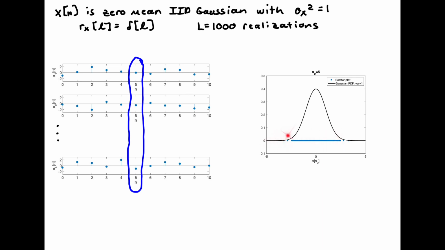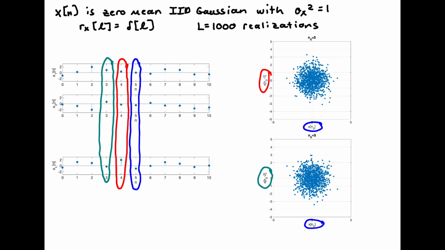And for reference, I've plotted a Gaussian PDF along here, which says, okay, this is the probability density function, so I'm expecting more points in here than I am way out in the tails, which is exactly what I see from these 1,000 random draws. Again, I'm taking the 1,000 points just at n equal 5 and scattering them like that, and it obeys what we expect.